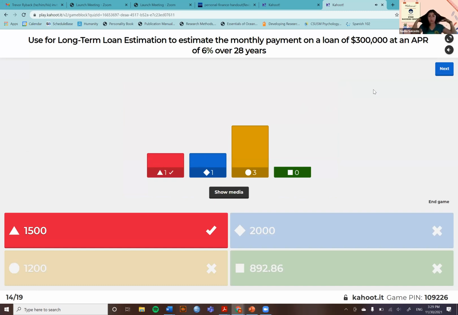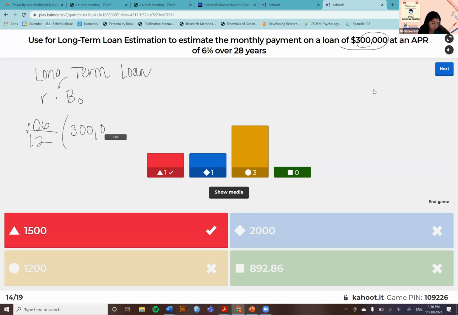Okay, so for this one, it is going to be 1,500. We'll go ahead and go over it. The long-term estimate for loans is going to be your rate times your initial or your loan amount. In this case, our APR is 6%, so we're going to write it over 12, and then times our initial amount, which was 300,000. When we calculate that, it gives us 1,500. So that'll be our long-term loan estimate.